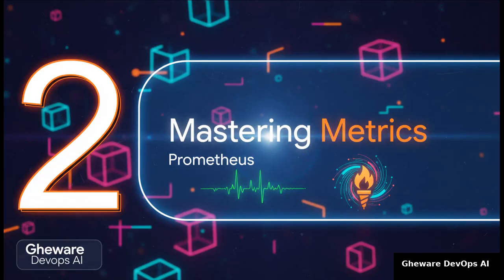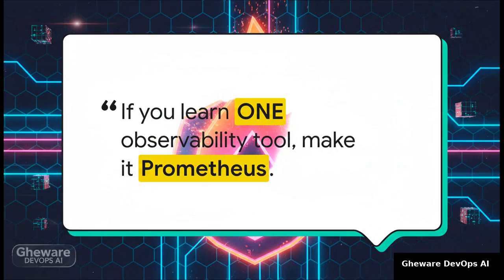So understanding the pillars is one thing, but actually implementing them is what gets you paid. And in the real world, that journey starts with the undisputed king of metrics, Prometheus. And I want you to let this sink in for a second. If you decide to learn just one observability tool, it has to be Prometheus. It is, without a doubt, the cornerstone of modern monitoring.